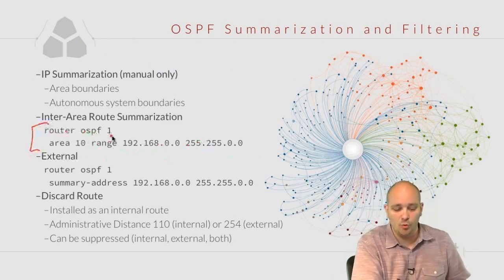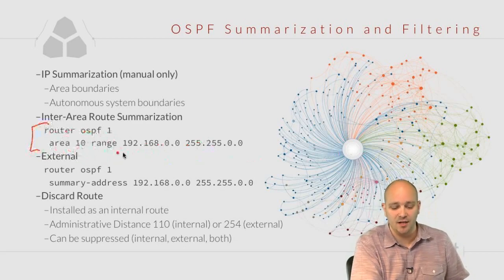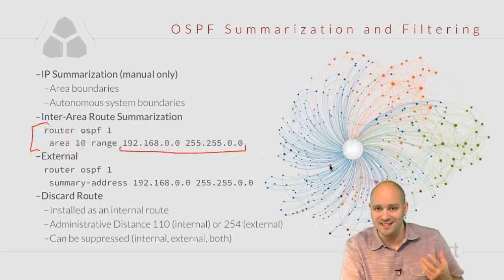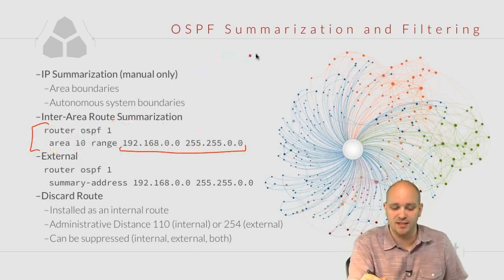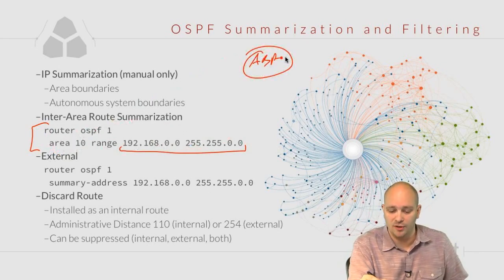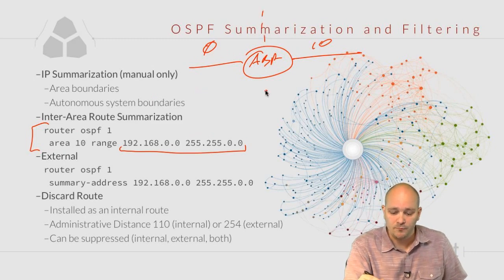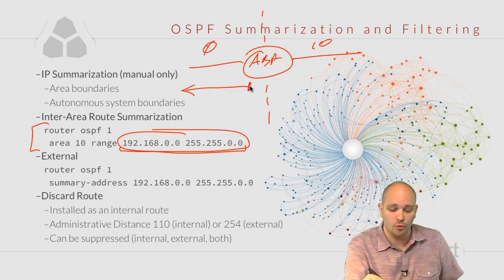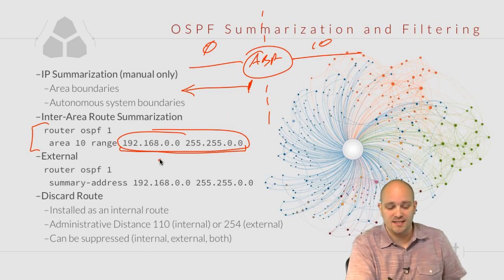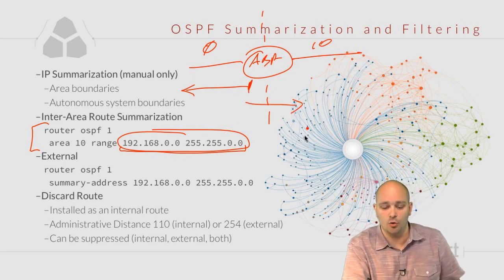And here is an example of that summarization. So here is the syntax. We would go into the router OSPF and we would say area 10 range, and then we would specify what is the summary that we want to advertise. Now, I should point out that this particular syntax needs to be configured, obviously, on the ABR that sits between area 10 and area 0. So on this boundary here, all networks from this range will be injected into area 0 as 192.168.0.0/16.